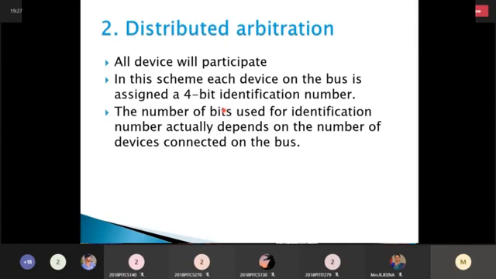Next is distributed arbitration. In distributed arbitration, all devices participate. In this scheme, each device on the bus is assigned a 4-bit identification number. The number of bits used for the identification number depends on the number of devices connected on the bus.